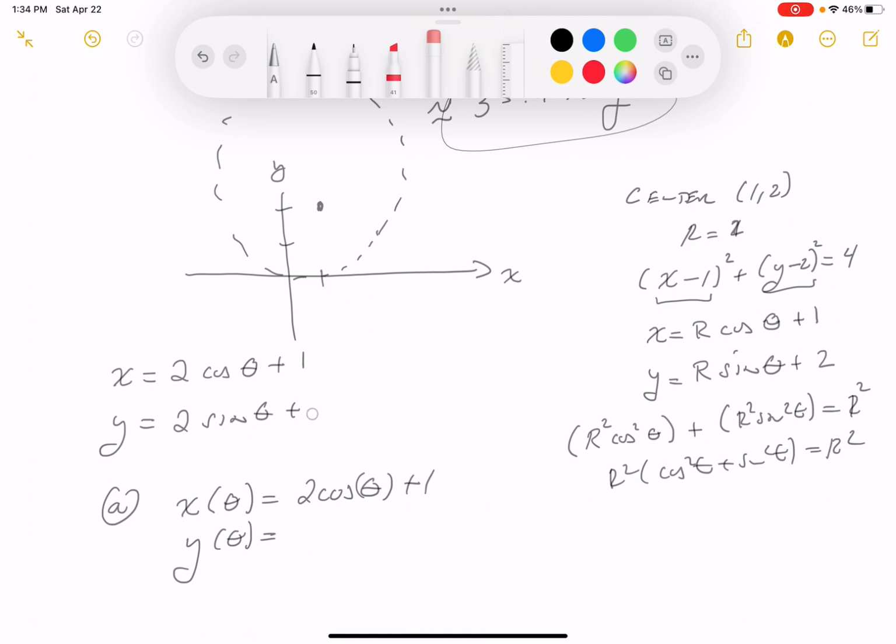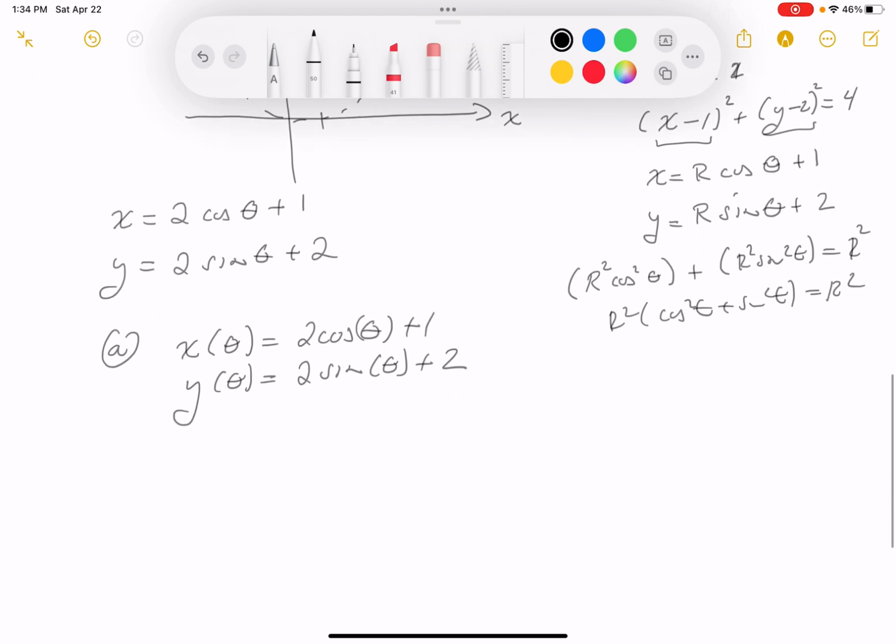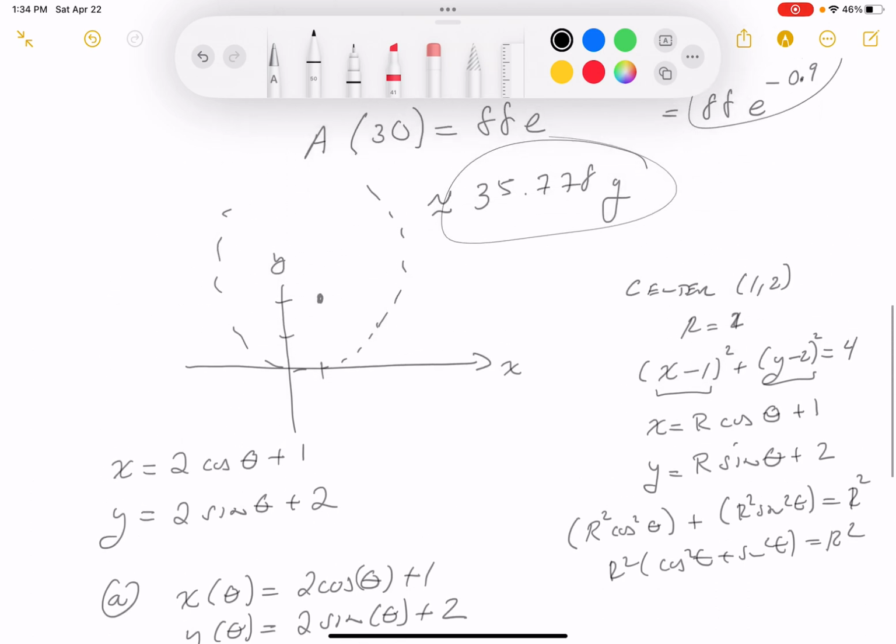Glad I'm paying attention. Didn't look right. That's plus 2. So that's going to be 2 sine theta plus 2. Now, by the way, I need a time interval. And this requires me to think. All right? I'm going to go back to my picture.